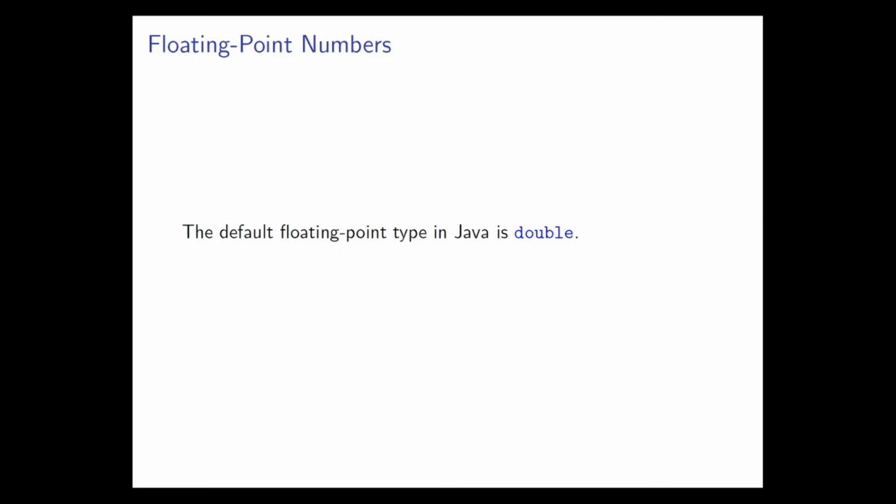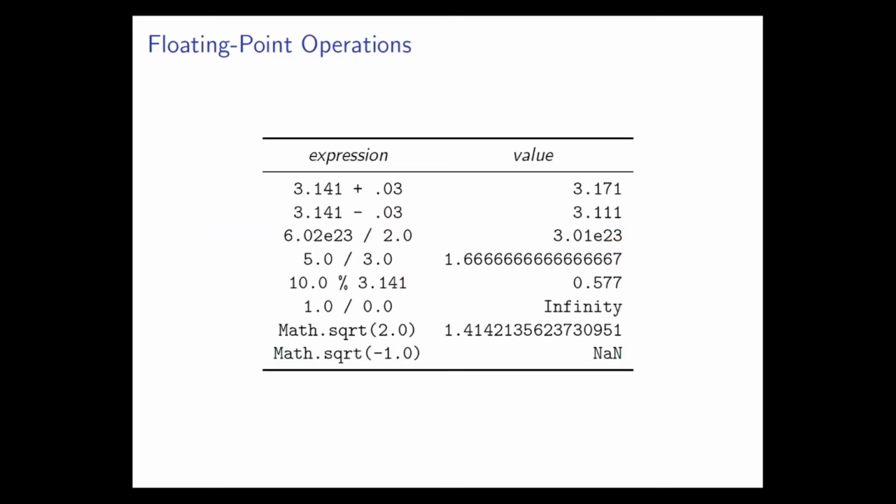Default floating point type in Java is double, and here are some things that you can do with floating point operations. Let me stick that up there while I think what there is that I need to say about any of this. Using floating point numbers, using doubles in Java, is how we get what you might think of as a proper division that actually has a fractional part, as with 5.0 divided by 3.0. It's 1 point, many 6s and a 7.